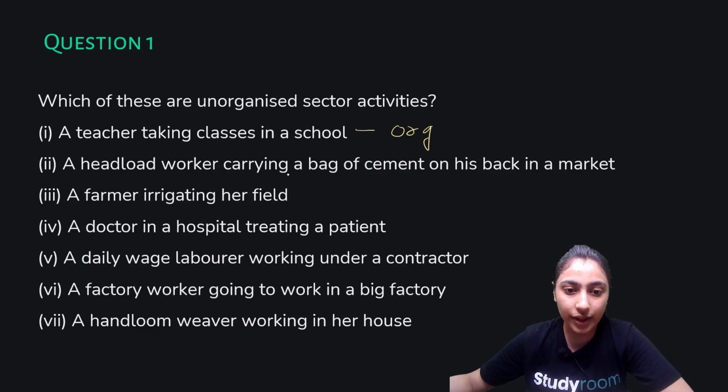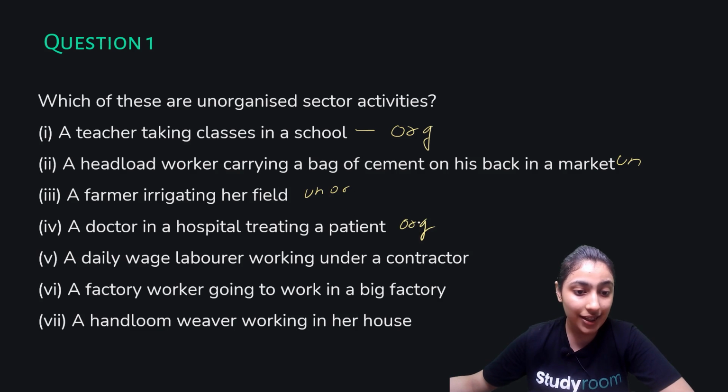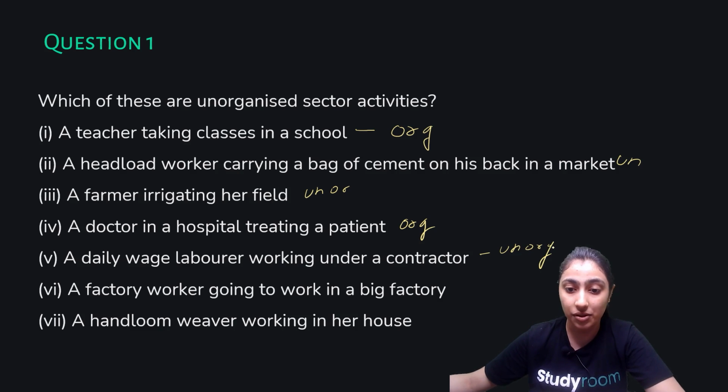A headload worker carrying a bag of cement on his back in a market. This is unorganized. A farmer irrigating her field. Unorganized. A doctor in a hospital treating a patient. Organized. A daily wage laborer working under a contractor. You must be thinking a lot of things, but this is still unorganized. This is not organized. Though he's working under a contractor, still there is no job security.